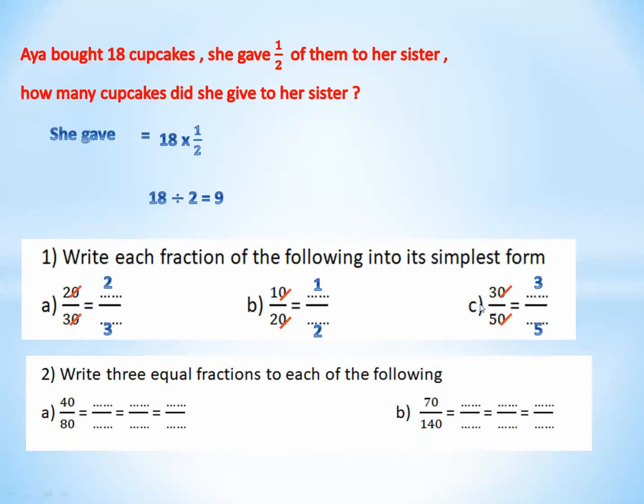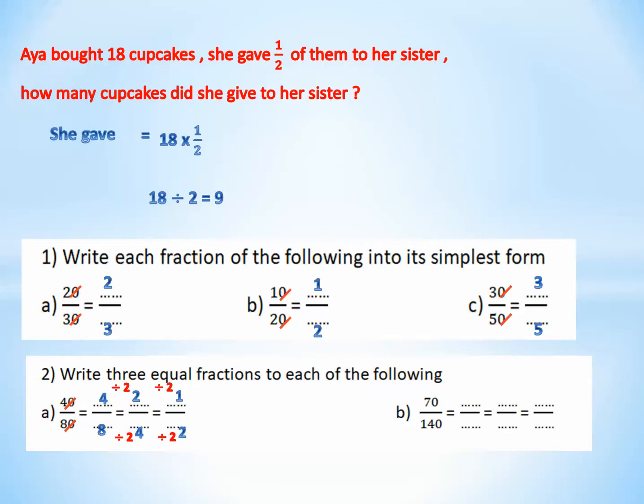Write 3 equal fractions to each of the following. 40 over 80. Okay, as usual, cancel 0 with 0. It will be 4 over 8. 4 over 8, both of them are multiples of 2. Yes, 4 divided by 2 equals 2, 8 divided by 2 equals 4. Still multiples of 2, we can divide again by 2. 2 divided by 2 equals 1 and 4 divided by 2 equals 2.